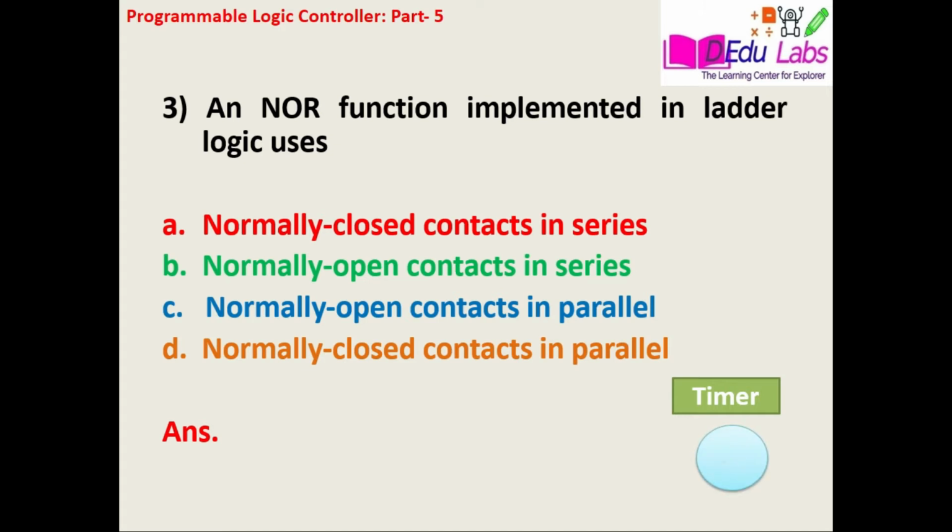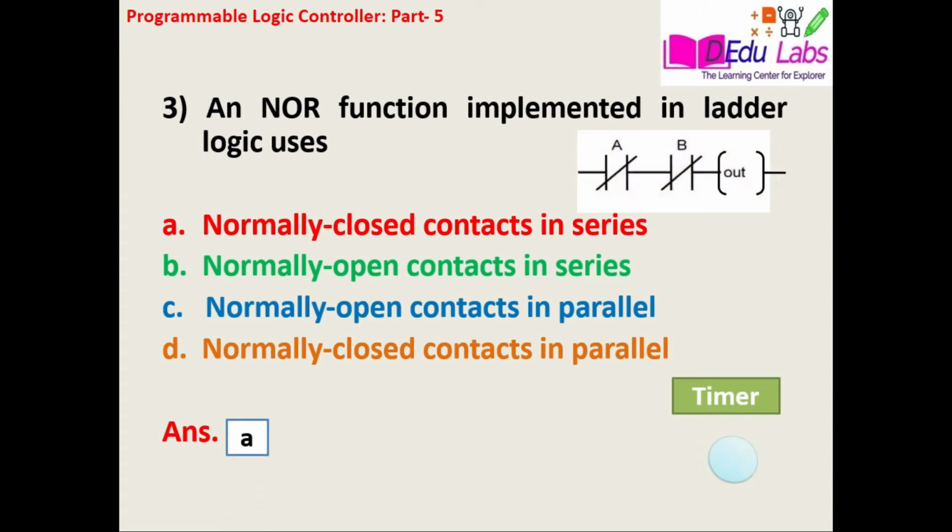The answer is option number A, that is, normally closed contacts in series. See, as shown in the figure, there are two input switches, input A and input B, connected to each other like a series connection. So the answer is series. Another thing here: input A and input B, both switches are NC contact type. NC means normally closed. So here the answer is option number A, normally closed contacts in series.